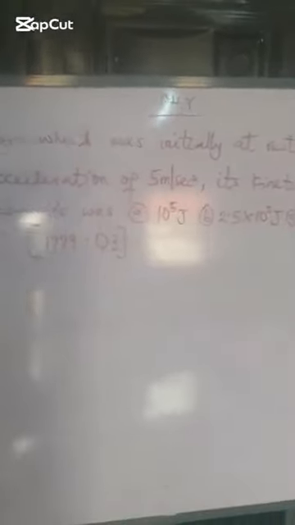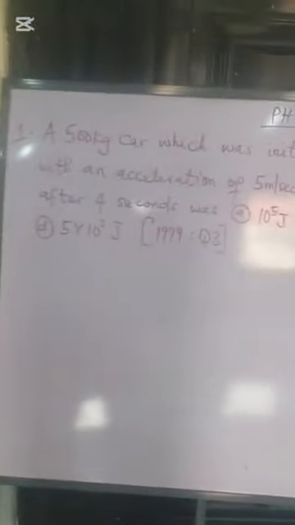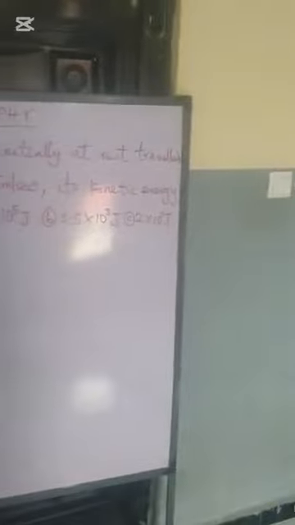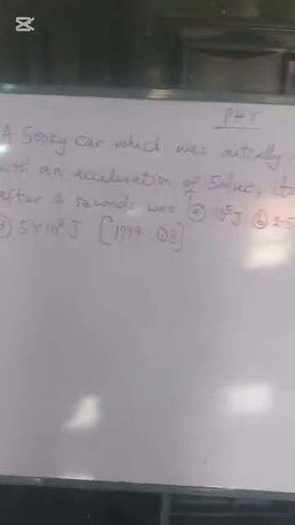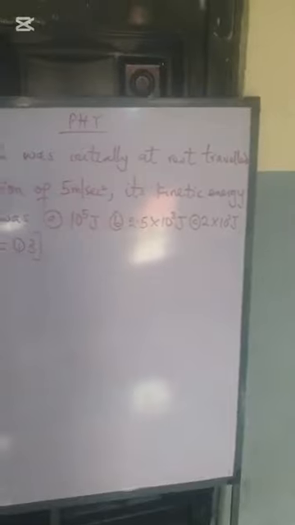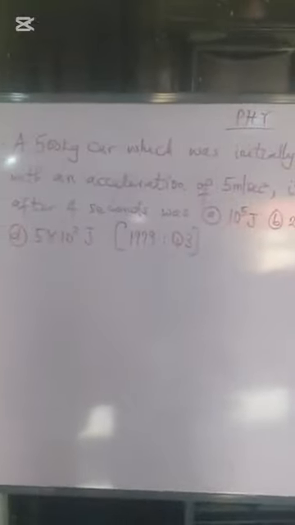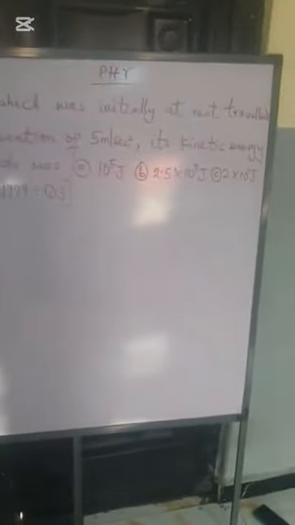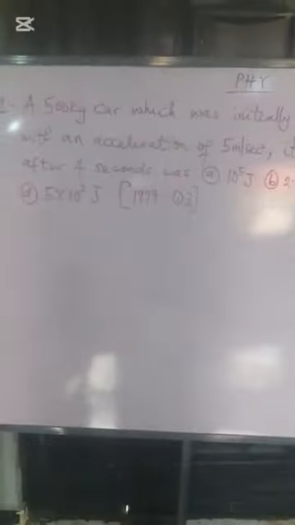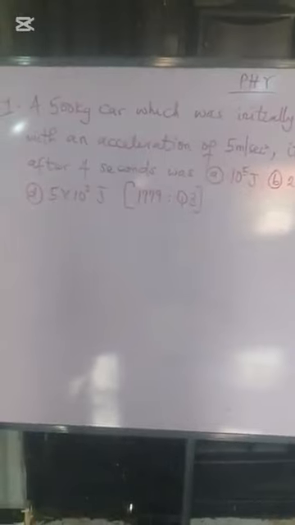Now, let's look at this question. It's a physics question. A 500 kilogram car, which was initially at rest, traveled with an acceleration of 5 meters per second square. Its kinetic energy after 4 seconds was A, 10 raised to the power 5 joule, B, 2.5 times 10 raised to the power 3 joule, C, 2 times 10 raised to the power 3 joule, and D, 5 times 10 raised to the power 3 joule.